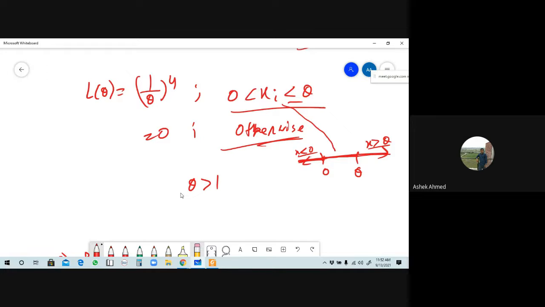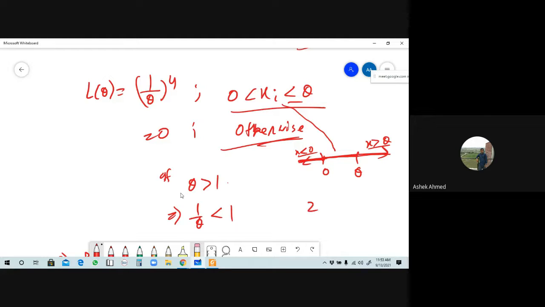From here tell me, if the value of theta is greater than 1, in that case what will 1 by theta be? Is it less than 1? Respond. If theta is greater than 1, then 1 by theta reverses the order.